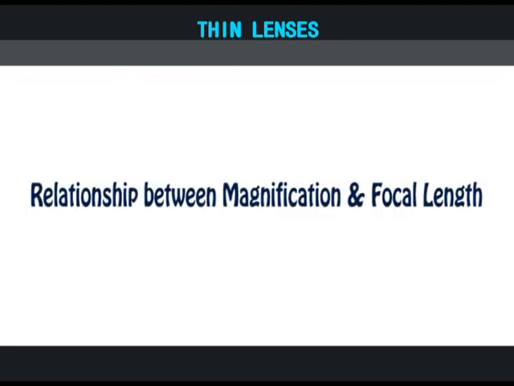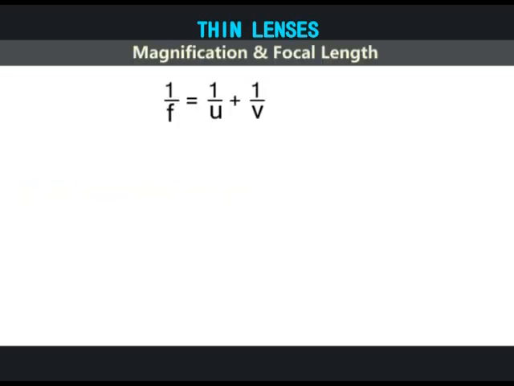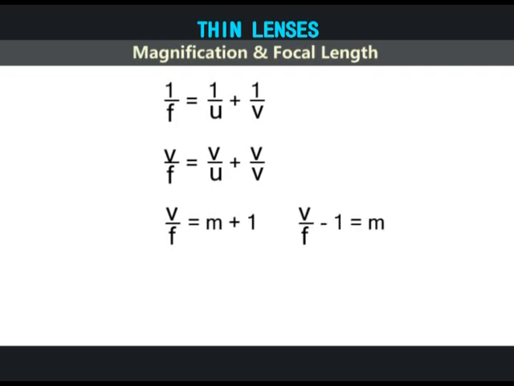So, what is the relationship between magnification and the focal length? From the lens formula, 1 over f is equal to 1 over u plus 1 over v. If we multiply both sides by v, then we shall have v over f is equal to v over u plus v over v. V over v is equal to 1 and v over u is equal to magnification. So we shall have v over f is equal to m plus 1, meaning that v over f minus 1 is equal to m, or simply m is equal to v over f minus 1.